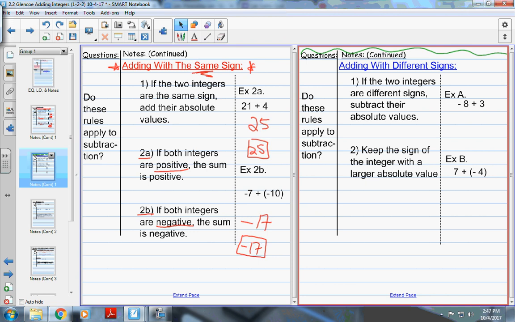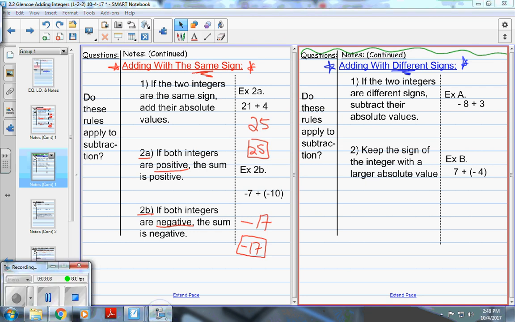Draw a squiggly line underneath these steps, and then make sure when you write down the next slide, you're stressing this heading. This needs to be really clear, because these rules only work when the integers are different signs. So go ahead and pause here and copy down what you see.